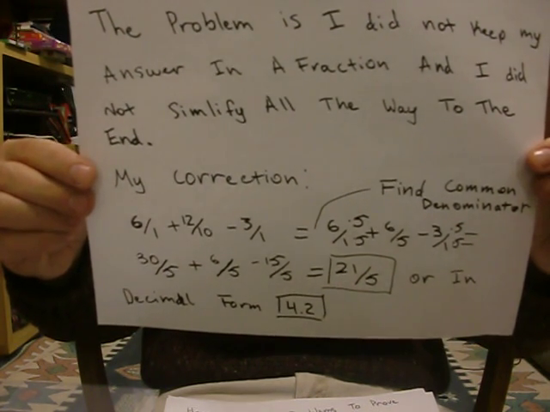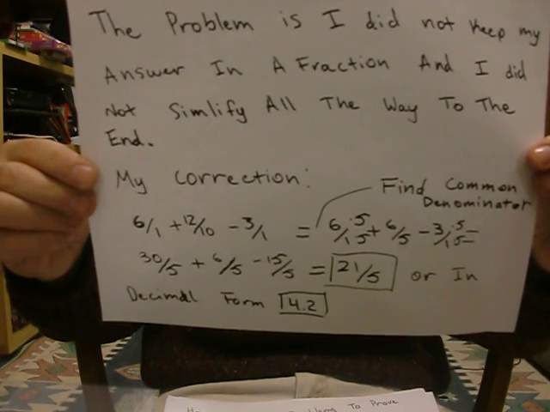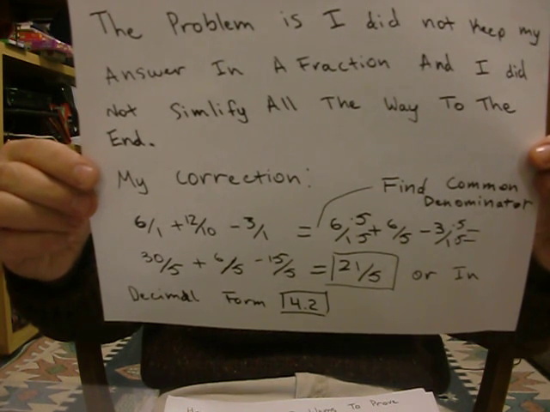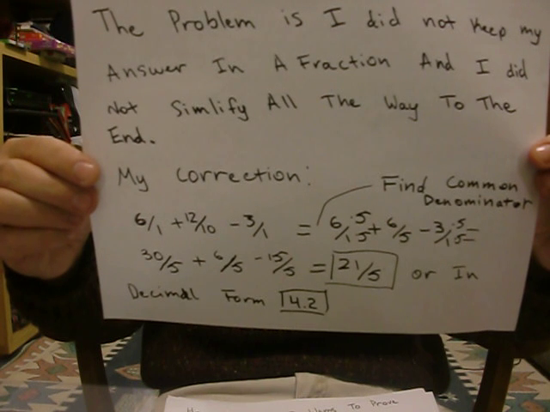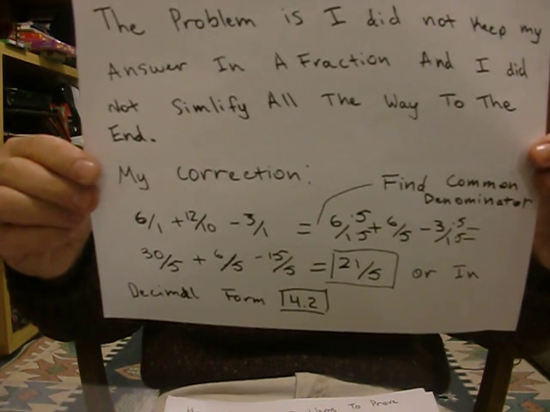My correction: 6 over 1 plus 12 over 10 minus 3 over 1 equals, you need to find the common denominator, which is 5. So every fraction that does not have a denominator of 5, you multiply the numerator and denominator by 5. So 30 over 5 plus 6 over 5 minus 15 over 5, which then equals 21 over 5, or in decimal form, 4.2, which is your final answer.